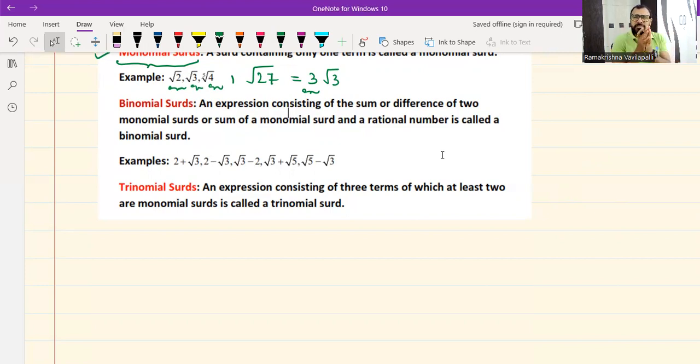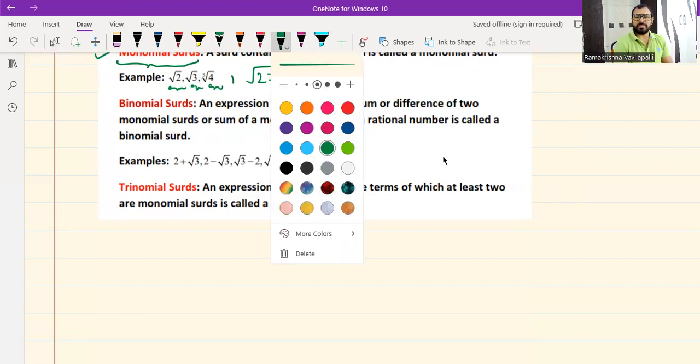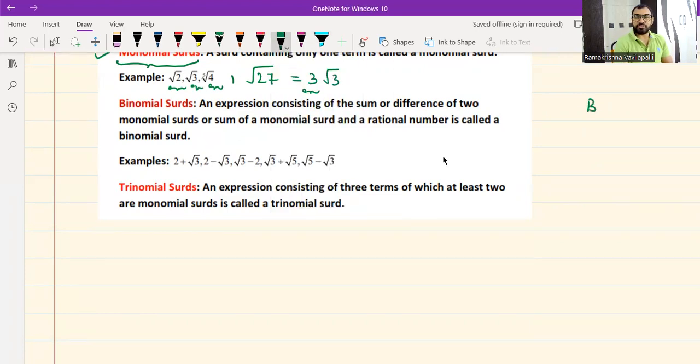So binomial surds: bi means it must have two terms. So bi means two. Binomial surds means it must have a sum of two monomial surds, or one monomial surd and the other one a rational.